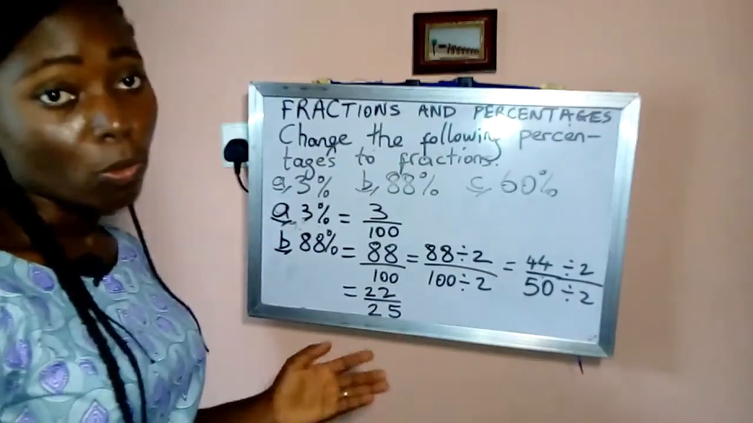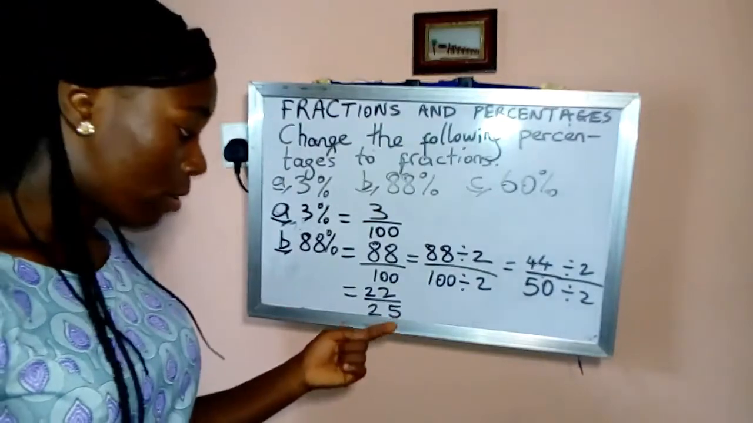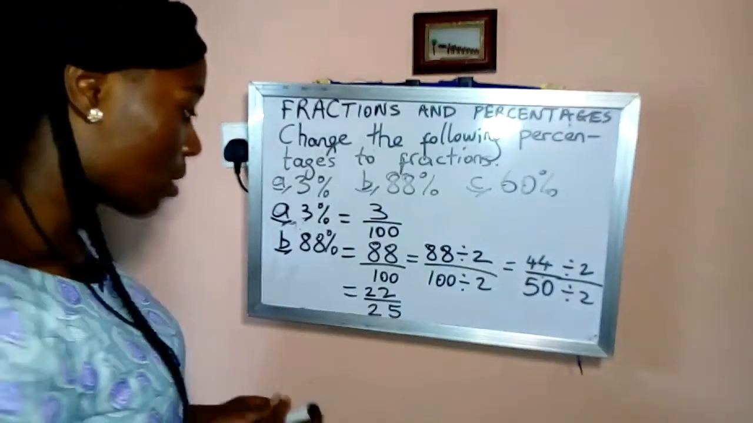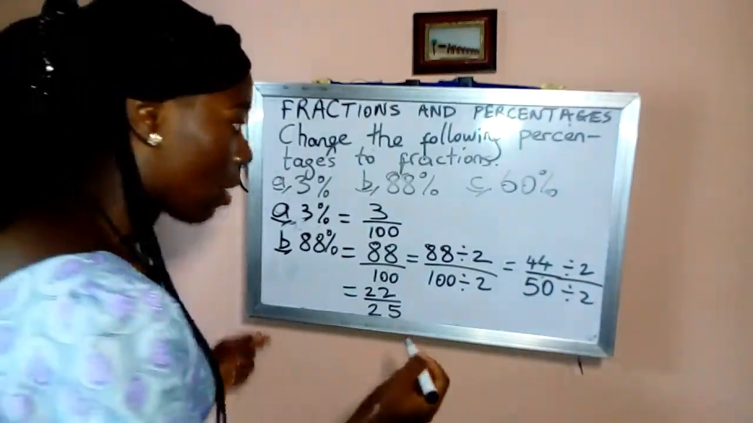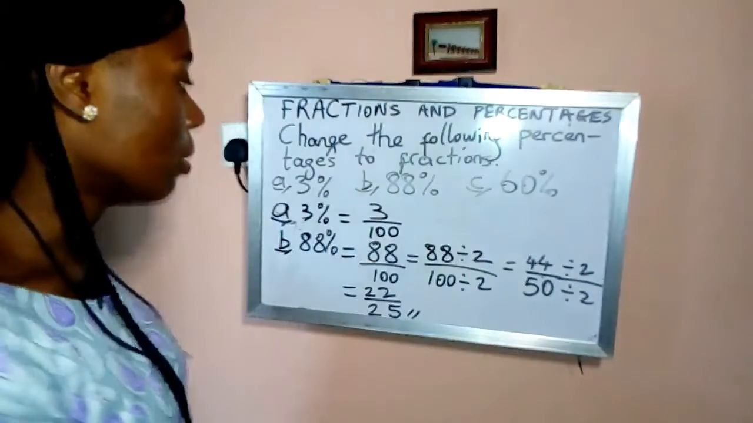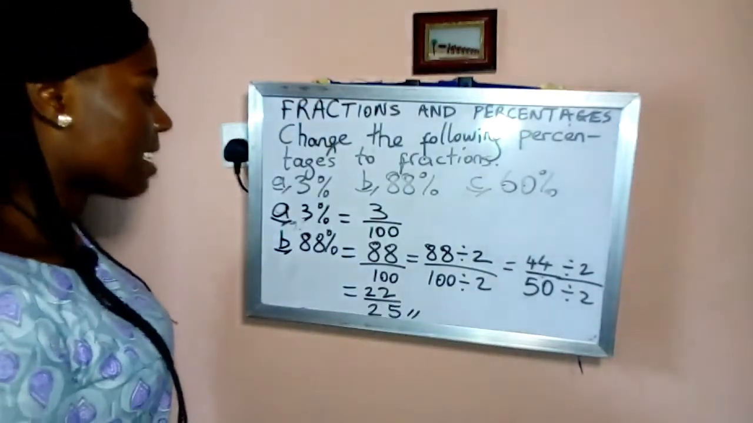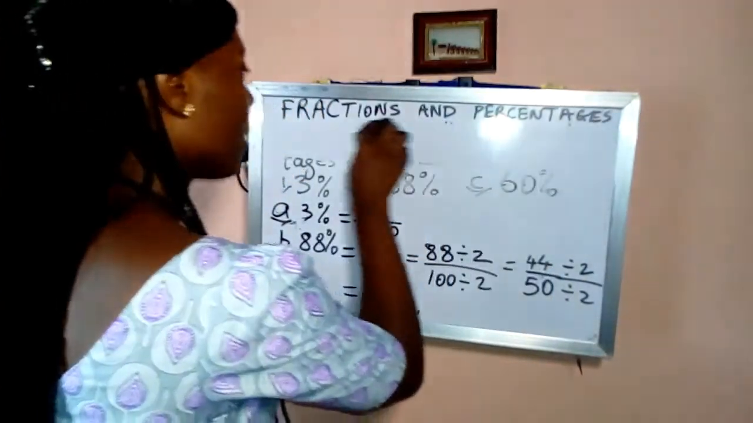2 times 2 is 4. 2 times 3 is 6. So 6 is above 5 and 4 is smaller than 5. So there's no number that can go into this 2 without a remainder. So I can tell you that we've gotten to our lowest term. Let's see the third one. We have 60%.